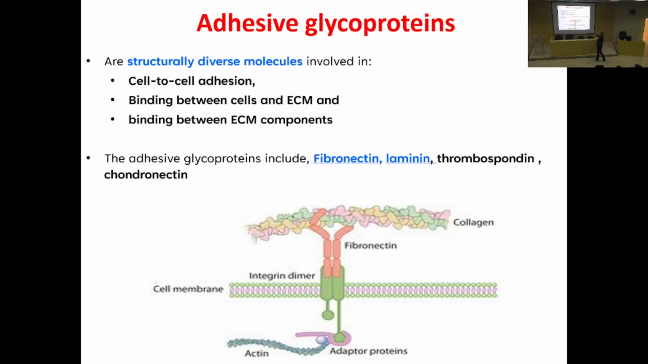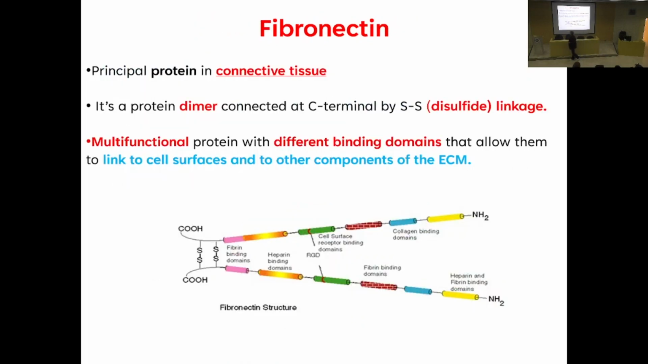So of the adhesive glycoproteins, we have four: fibronectin, laminin, thrombospondin, and chondronectin. Okay? So today we're going to talk only about fibronectin and laminin. All right. So fibronectin. When I say fibronectin, it's a fibrous protein, so it is present in what we call the connective tissue. You will see the different types of tissue with Dr. Sameh in the lab. You will see pictures in the microscope and so on. So this fibronectin is present in the connective tissue.